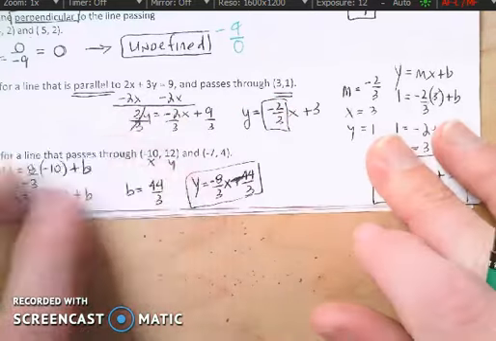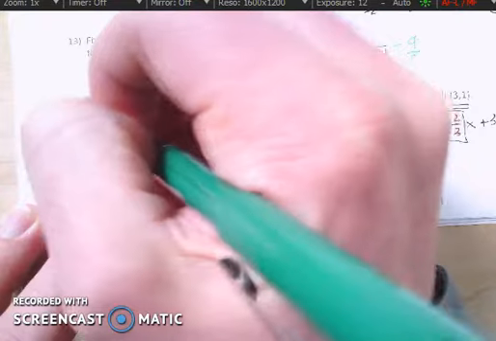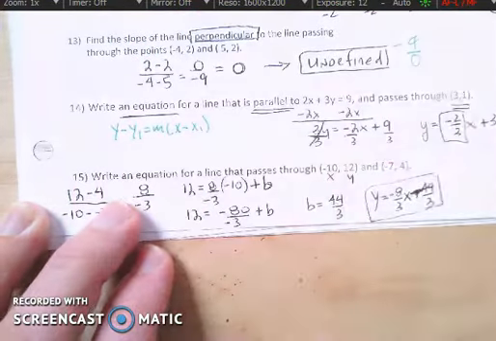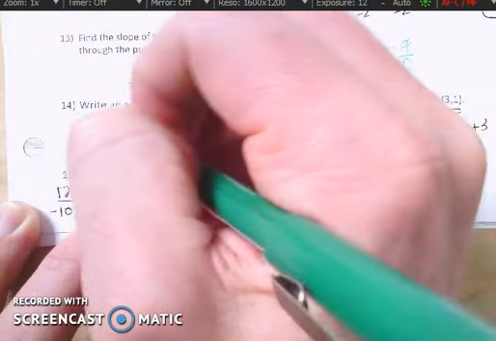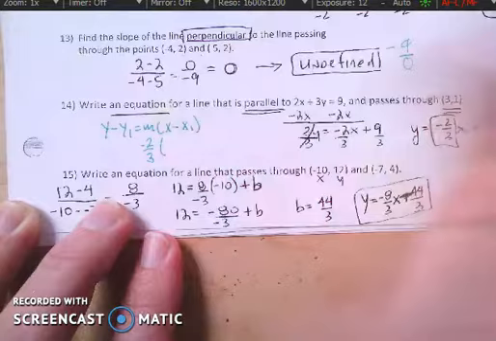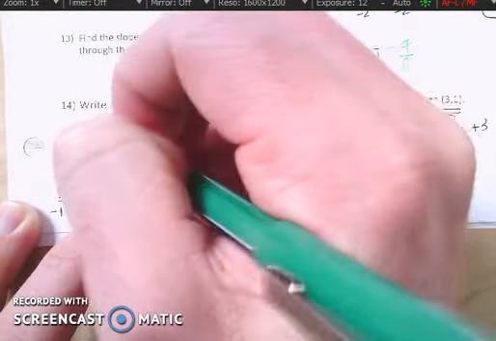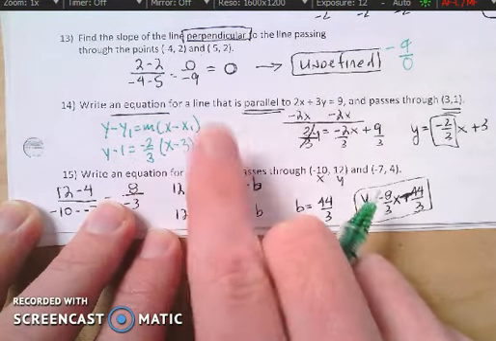Or, I'm going to do it a different way over here. We could take point slope and go y minus y1 equals m times x minus x1. And then I could go ahead and plug in my slope of negative 2/3 and my x value of 3 and my y value of 1. And I can go ahead and distribute the negative 2/3 all the way through.